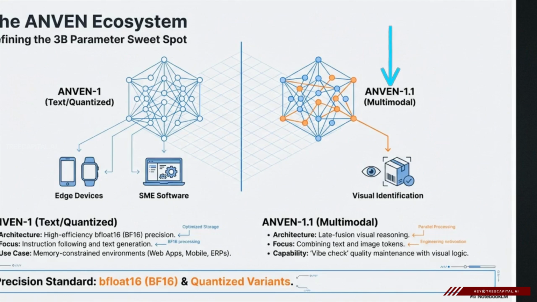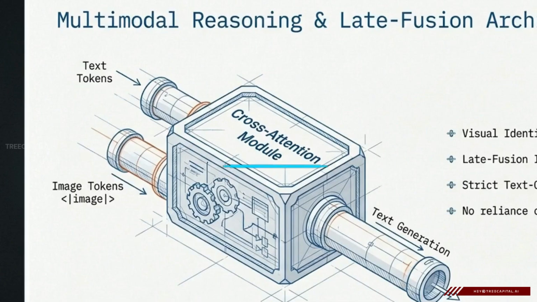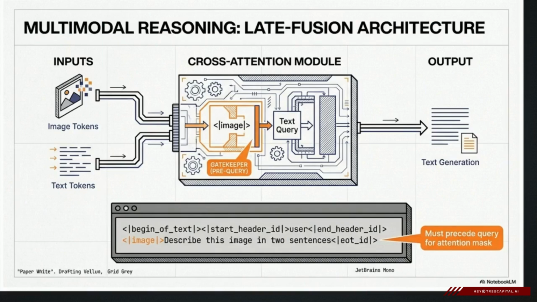Treecapital's Anven 1.1 integration models apply this universal space to enterprise workflows with a specific architectural focus on visual reasoning. This late fusion architecture uses cross-attention modules that allow text tokens and encoded image tokens to feed into the same central processing core simultaneously. For developers, this architecture is triggered by placing the specific @image token immediately before the text query. This precise sequence activates the cross-attention mask, telling the model exactly which visual data to reason upon.